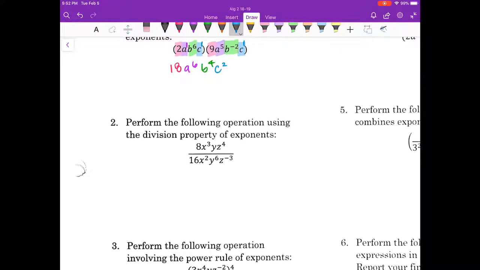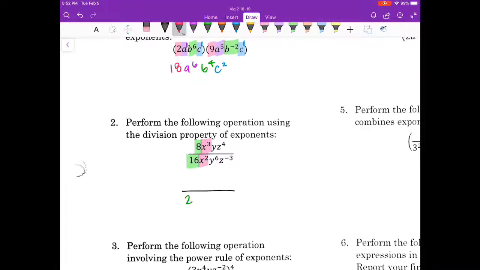Problem number 2. Now we are using our division property of exponents. This is our quotient property, our quotient of powers. And so we go through the exact same process. So we've got 8 over 16. Again, that will always give us 2 in our denominator, or a 1/2 altogether. We won't put the 1 in the numerator unless we have to, but we'll see what happens. So then we've got x squared in the denominator and x cubed in our numerator.